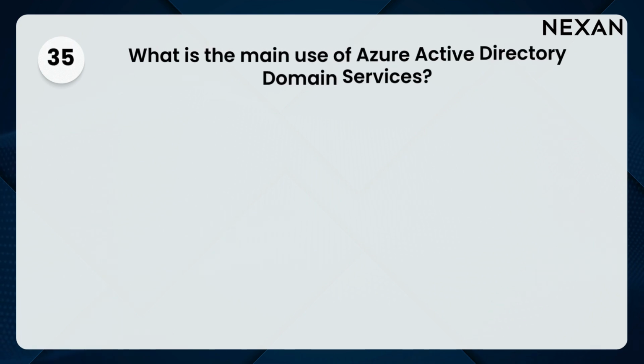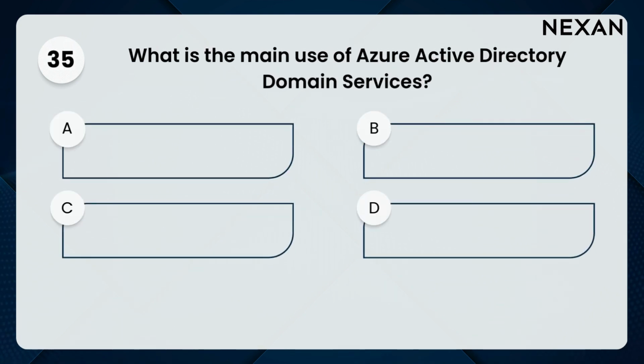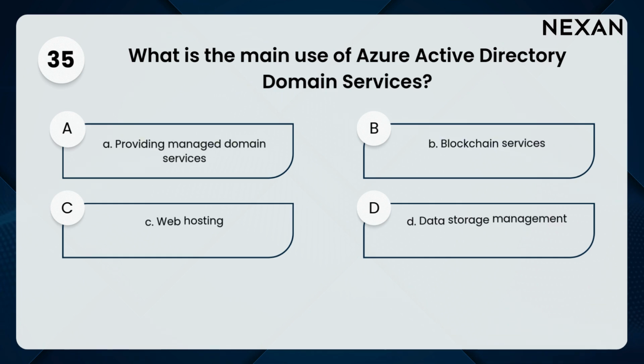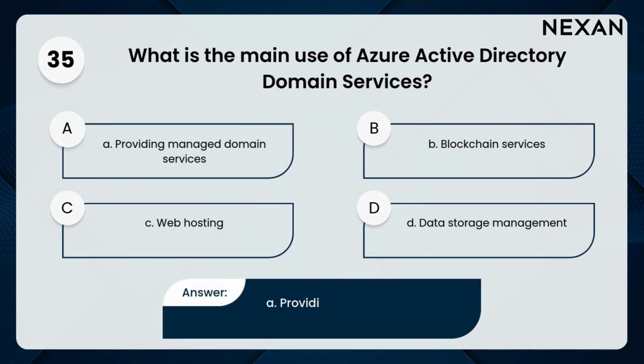35. What is the main use of Azure Active Directory Domain Services? A. Providing managed domain services, B. Blockchain services, C. Web hosting, D. Data storage management. Answer: A. Providing managed domain services.